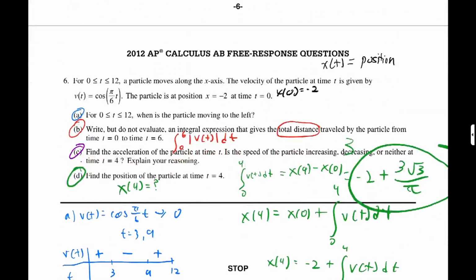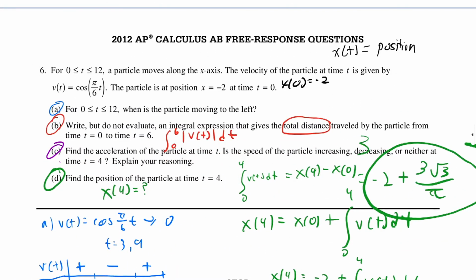Just keep in mind, when you're looking for the position of the particle at a certain time, you're going to need to do more than just integrate. Remember, you're solving for x of 4, not the integral from 0 to 4 of v of t, which is x of 4 minus x of 0. All right, there you guys have it. That's a super overly complicated version of this problem. In the real FRQ, you're obviously going to need to take a little bit less time than the time I've taken here to try to explain everything.